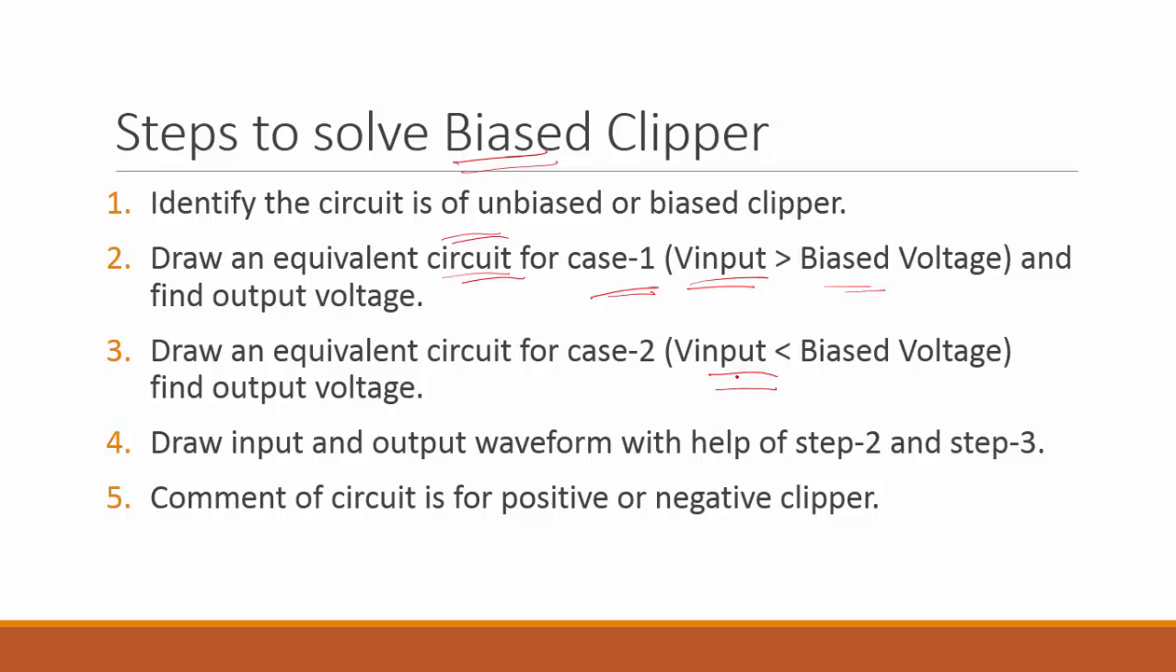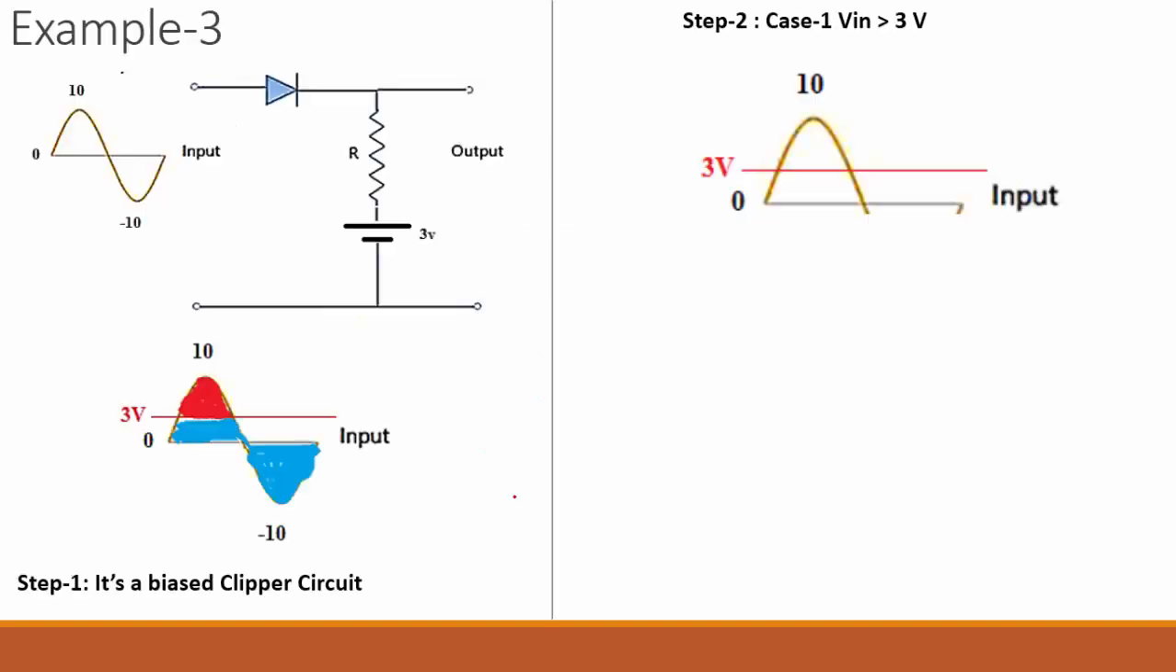Again for step 3, V in is less than the bias voltage. And what is step 4? Draw the input-output waveform for the circuit based upon step 2 and step 3, because at both stages we find the output voltage for V in greater than the bias voltage and V in less than the bias voltage. And last, comment on whether it's a positive bias or a negative bias.